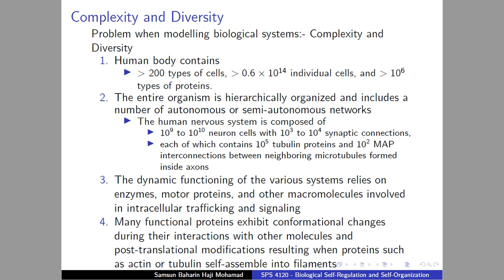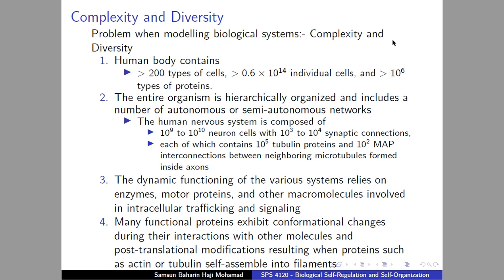So there will be a problem when we, as physicists, want to do the modeling of a biological system, because it is complex and diverse. For example, the human body contains more than 200 types of cell, 0.6 times 10 to the power 14 individual cells, and 10 to the power 6 types of protein.